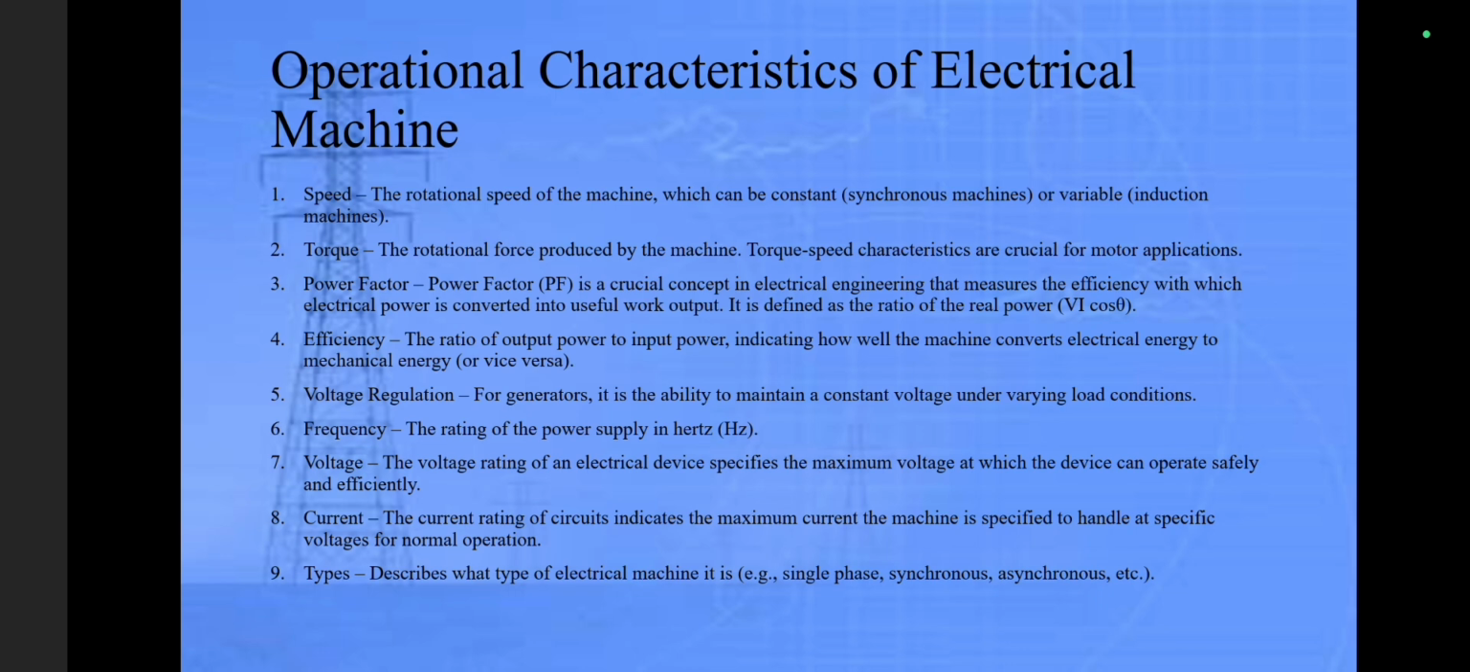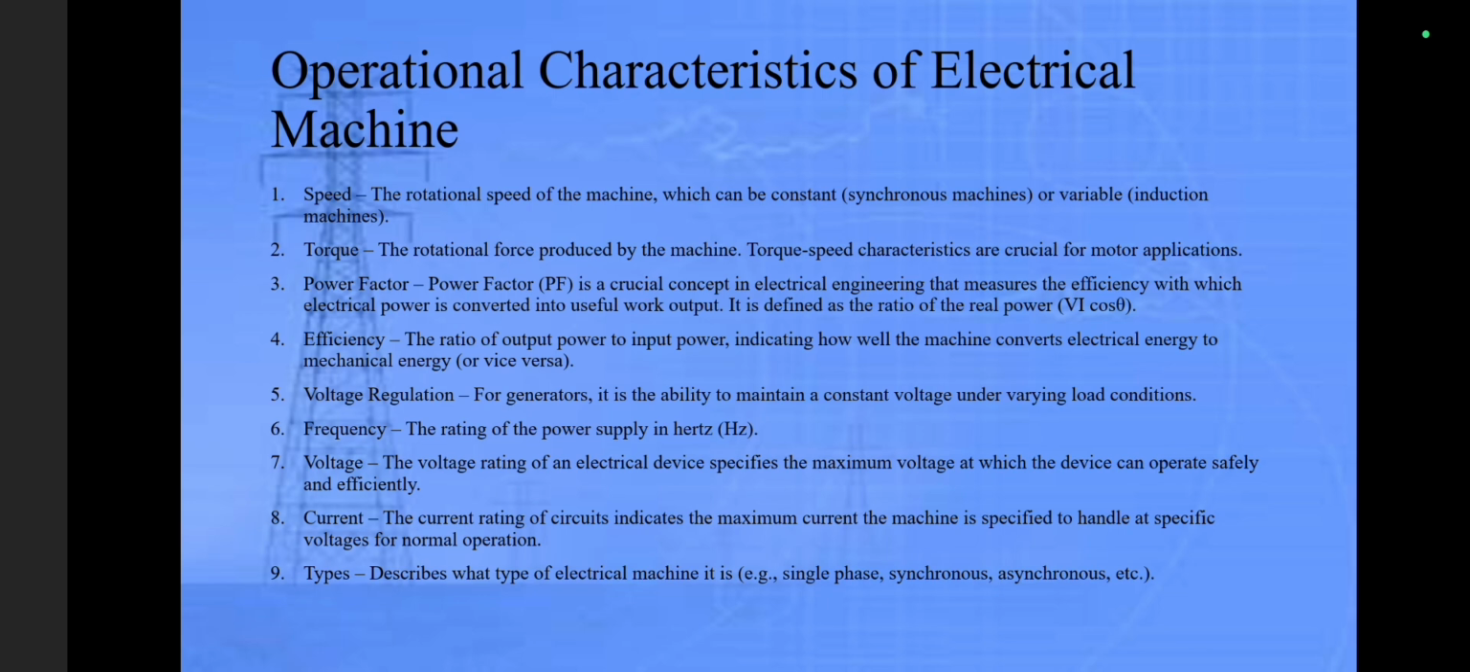Seventh, voltage. The voltage rating of an electrical device specifies the maximum voltage at which the device can operate safely and efficiently. Eighth, current. The current rating of circuits indicates the maximum current the machine is specified to handle at a specific voltage for normal operation.